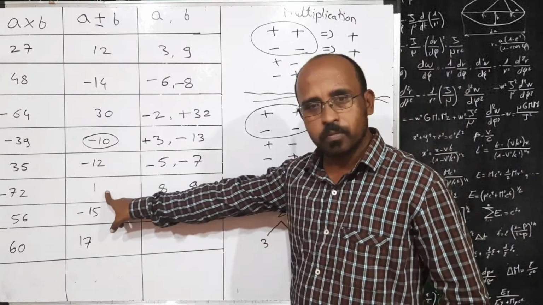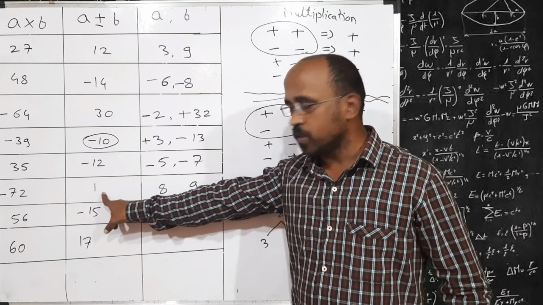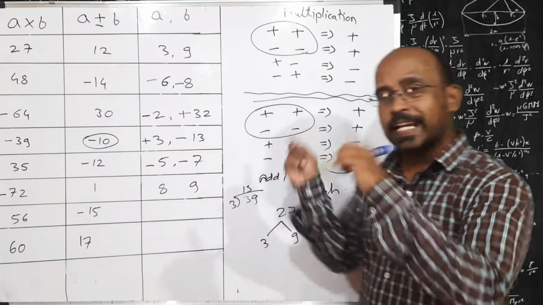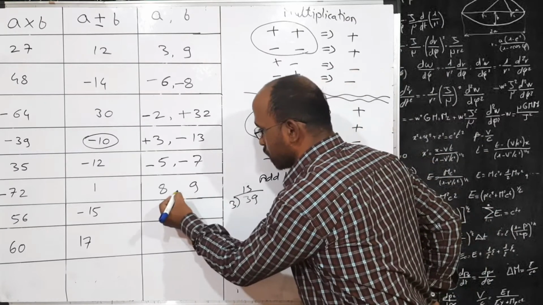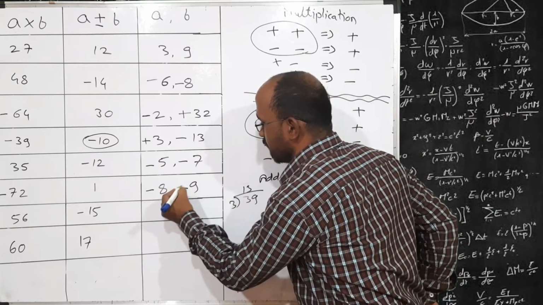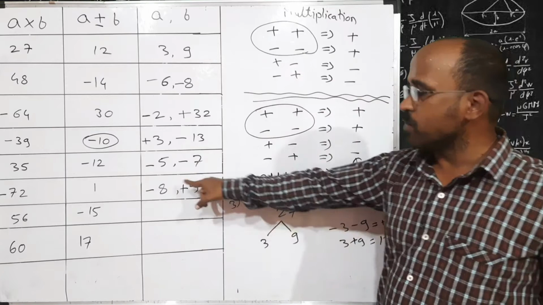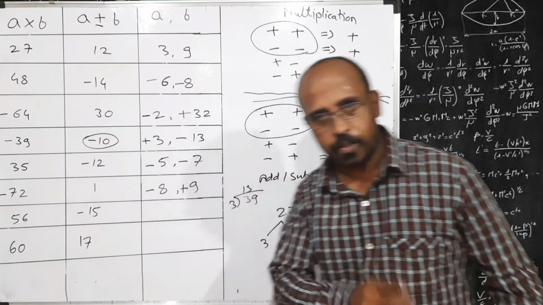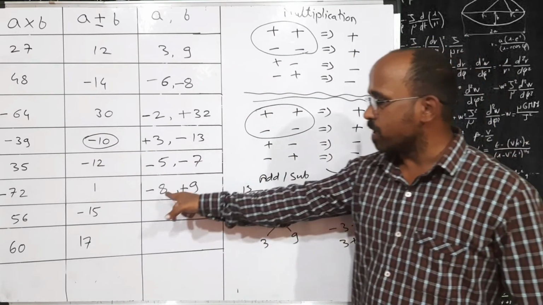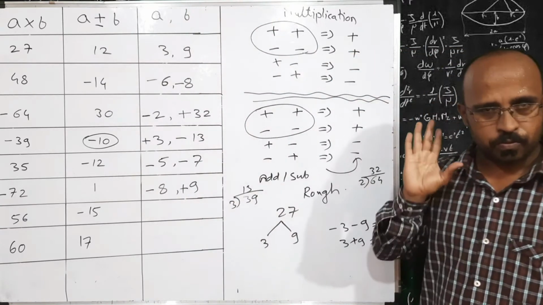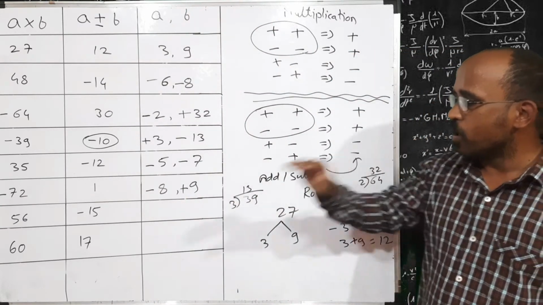Look for the symbol of the subtraction. The symbol of the subtraction is positive, so the symbol of the greater number is positive. So 9 is positive and 8 is negative. So plus 9 multiplied by minus 8 is equal to minus 72, and plus 9 minus 8 is equal to plus 1. Are you getting it, students?